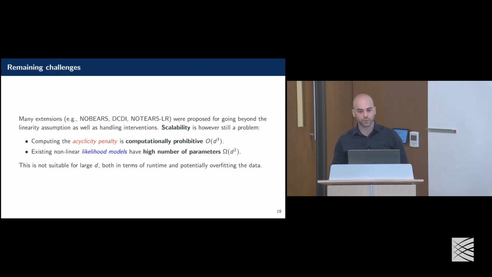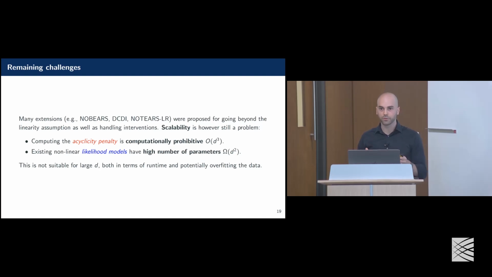Many extensions of those methods were proposed for going beyond the linearity assumption as well as handling interventions. The scalability remains a problem. The trace of the exponential takes cubic time to compute. The gradient takes cubic time as well, and that's problematic. Doing a matrix inversion with matrices bigger than 10,000 by 10,000 at each step of stochastic gradient is a huge problem. Also, existing nonlinear likelihood models can have a lot of parameters. For example, every gene is a neural network of all the other genes. That gets complicated quickly. You run into memory issues, and you can obviously overfit.